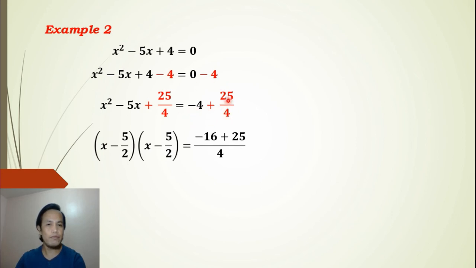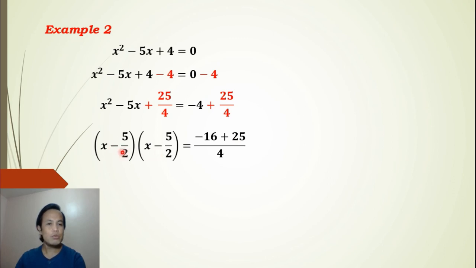4 plus 25 over 4. Since this is a fraction and this is a whole number assumed to have a denominator of 1, our LCD shall be 4. Then we divide 4 divided by 1 is 4 times negative 4 is negative 16. Then we copy plus. Then 4 divided by 4 is 1 times 25 is 25.